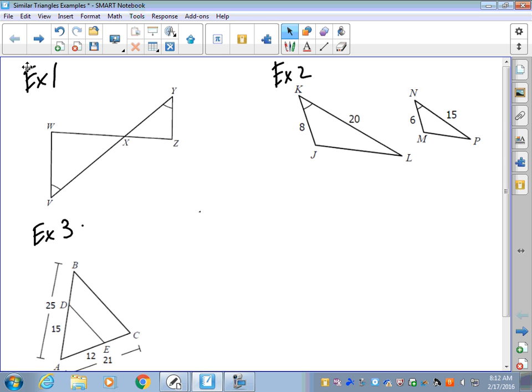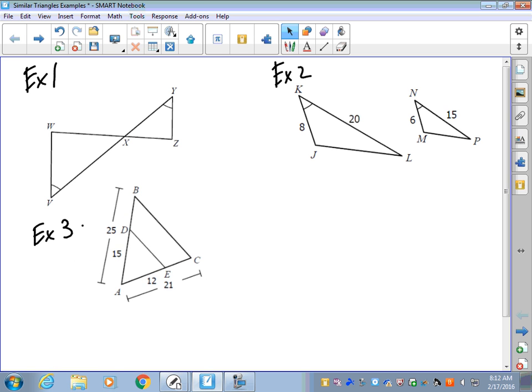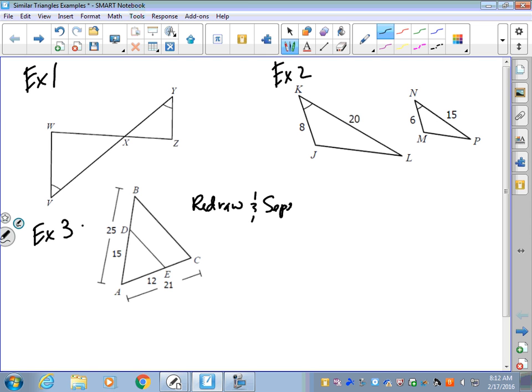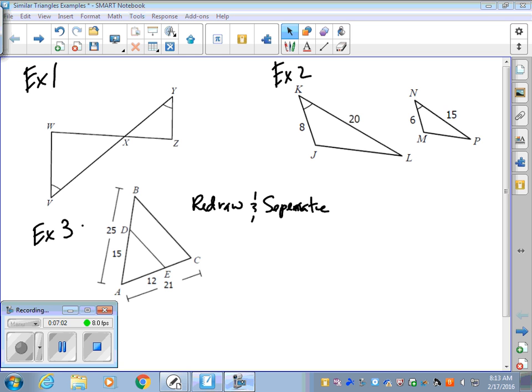Use prior knowledge, use known facts. You have a little hint for this one. You might need to redraw. I think this was on your other set of notes from yesterday. Redraw and separate the triangles. All right, so redraw and separate them, and then relabel them and see if you have corresponding sides, see if they share an angle. We talked about that on the last video. I'm going to check to see if you come up with the answer.